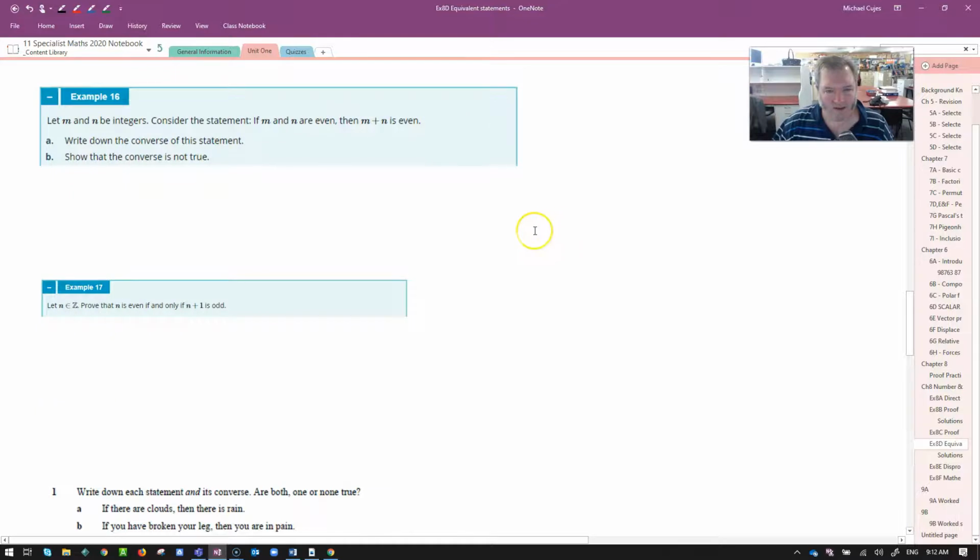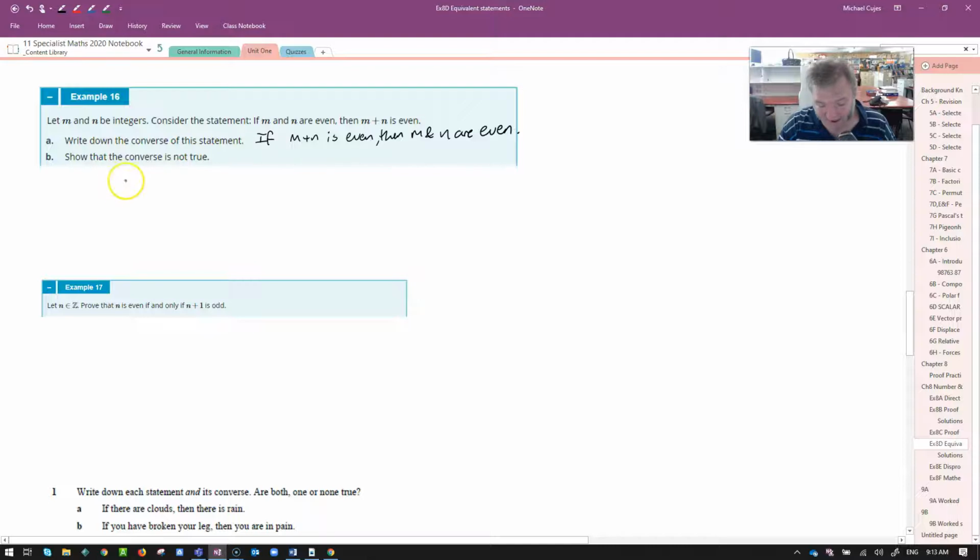All right, let's have a look at example 16. M and N are integers. Consider the statement, if M and N are even, then M plus N is even. Write down the converse of this statement. So it would be, put them in the reverse order. If M plus N is even, then M and N are even. All right, show that the converse is not true.